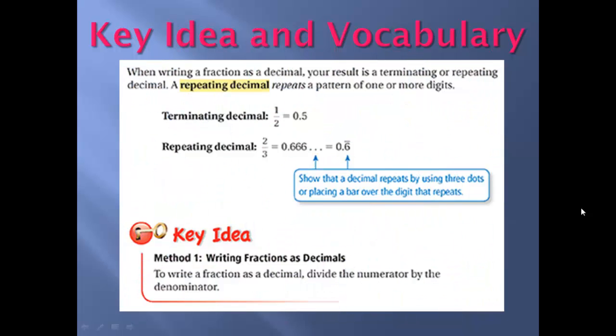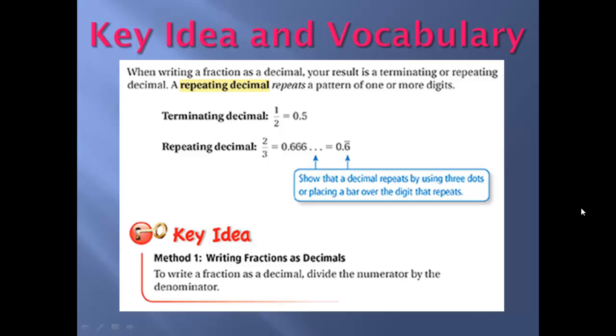When writing a fraction as a decimal, your result is a terminating or repeating decimal. A repeating decimal repeats a pattern of one or more digits. An example of a terminating decimal would be 1/2, because that is equal to 0.5 or 5/10. An example of a repeating decimal would be 2/3, because that is equal to 0.666, and then the dots after that show that that 6 keeps going on, or it repeats. You can also write this as 0.6 with a bar over the 6 to show that it repeats.